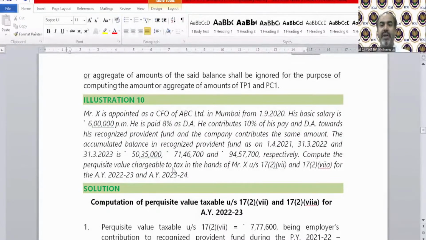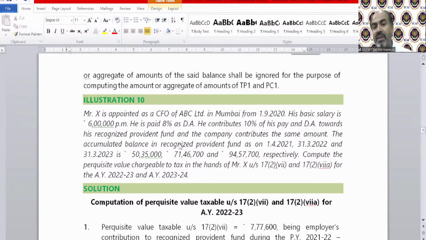So X is appointed as CFO of ABC Limited in Mumbai from 1/9/2020. His basic salary was 6 lakh. He was given 8% as DA. He contributed 10% of his pay and DA toward his recognized provident fund, and the company contributes the same. So 10% has been paid by the employee, 10% has been paid by the employer.